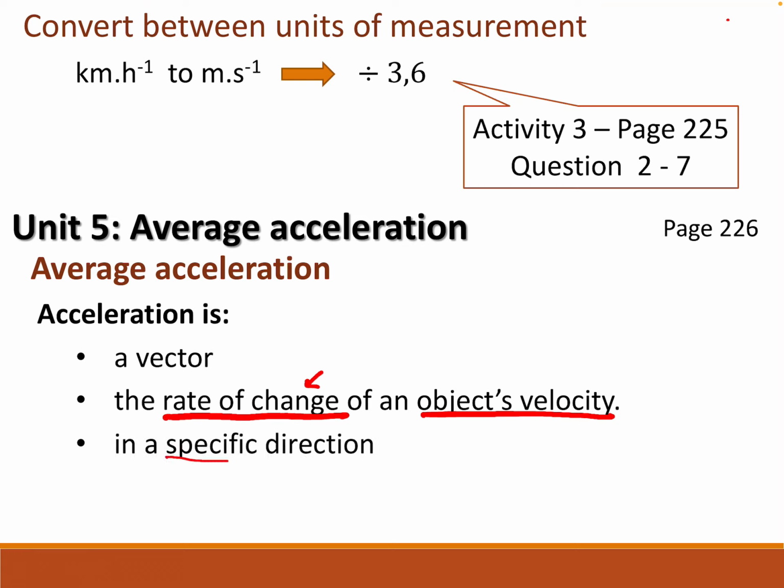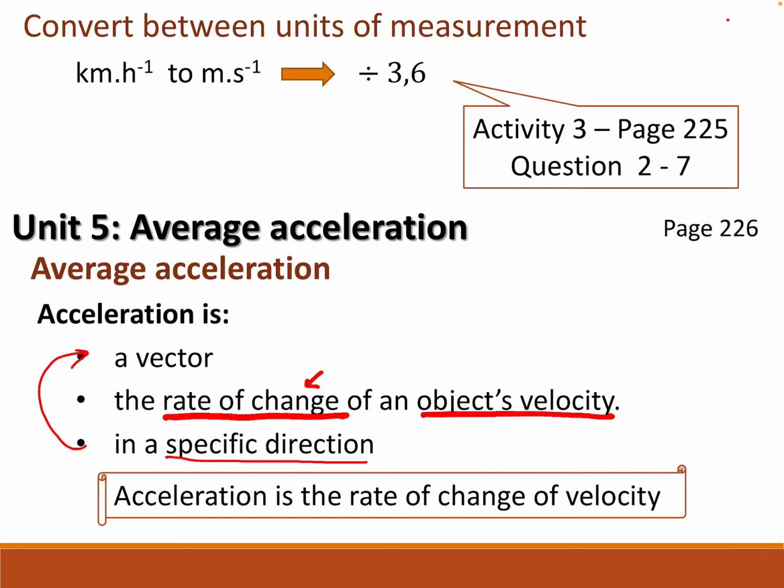It also has to have a specific direction. Why? Because it's a vector. So the definition of acceleration is that it is the rate of change of velocity. Rate of change, we divide by time. The symbol is lowercase a. It's got to be a baby case, baby a, not a capital A. Capital A stands for something completely different. It's measured in meters per second squared. So meters per second per second.